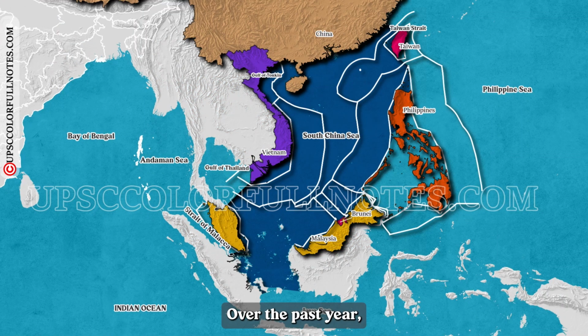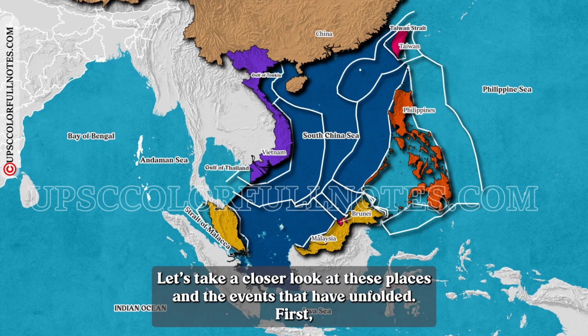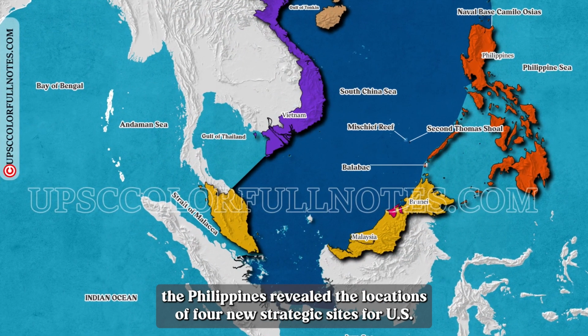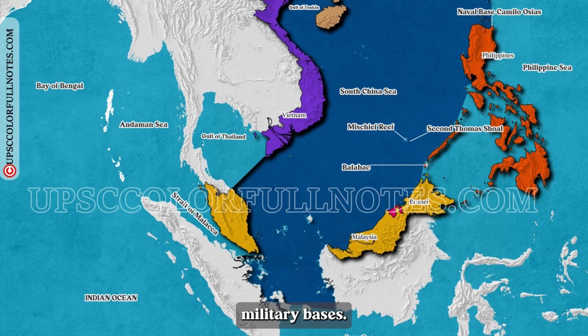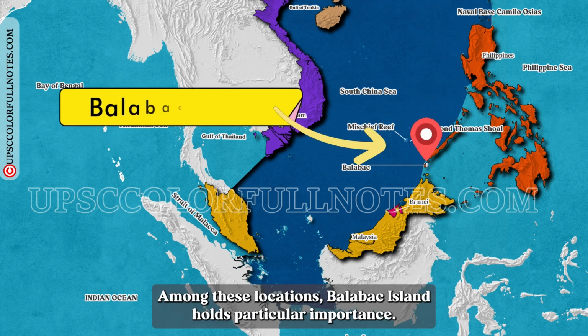So over the past year, several locations in the South China Sea have been making headlines. Let's take a closer look at these places and the events that have unfolded. First, the Philippines revealed the locations of 4 new strategic sites for U.S. military bases. Among these locations, Balabac Island holds particular importance.